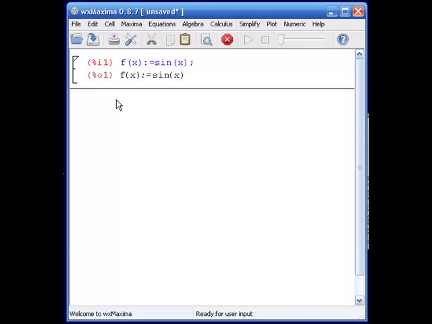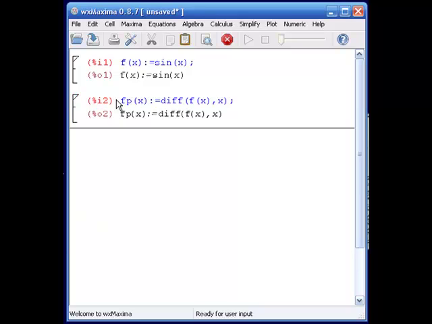Okay, we go to the next level and type fp of x. It's another definition we do here, and what we're going to type is diff for differentiation of the function f of x with respect to x. Do a semicolon, shift enter.